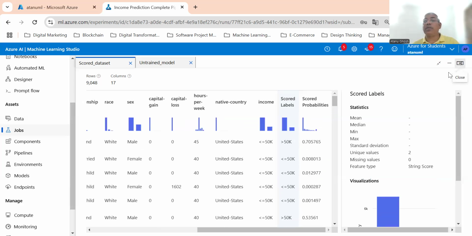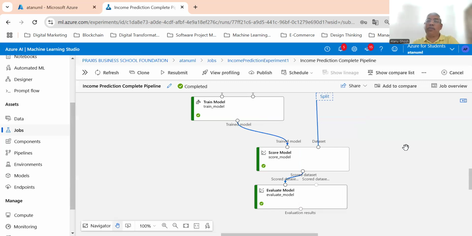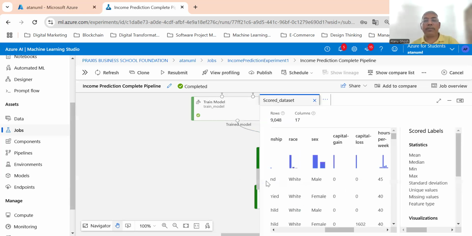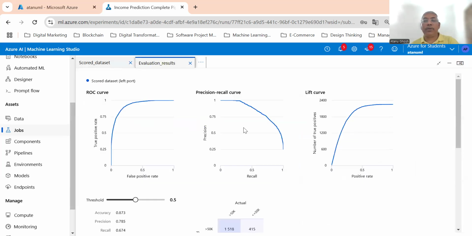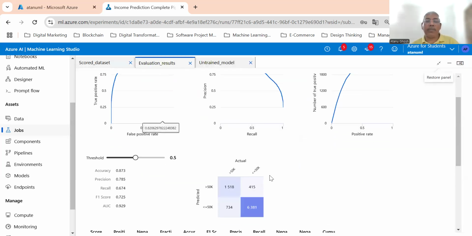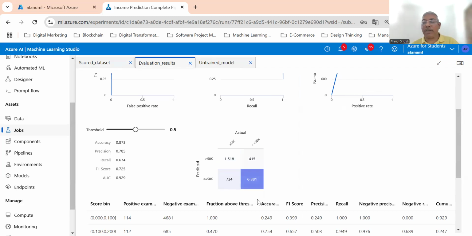So we need to find an overall summary of how many correct classifications have been made by the model. In the case of any classification problem, the most popular metric that is used is called the confusion matrix. So we'll see the confusion matrix: right click over here in the evaluation module and preview the data. We'll come back to this ROC curve, but before that, this is the confusion matrix.